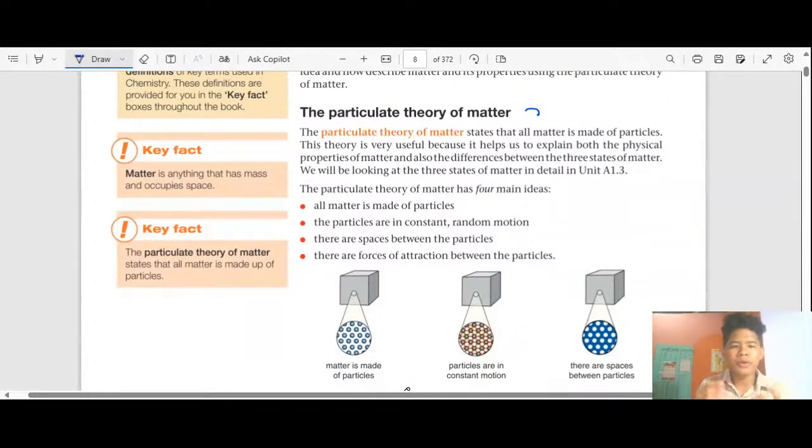The particulate theory of matter has four main ideas. The first: all matter is made of particles. This is very simplistic. All matter is made of particles, and those particles are small things that make it up. Second, the particles are in constant random motion, meaning they're going everywhere. Third, there are spaces between the particles. Fourth, there are forces of attraction between the particles.